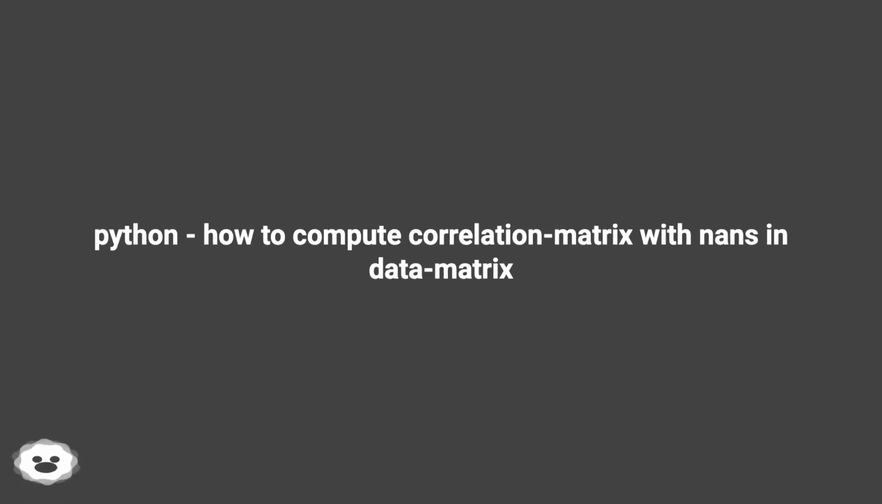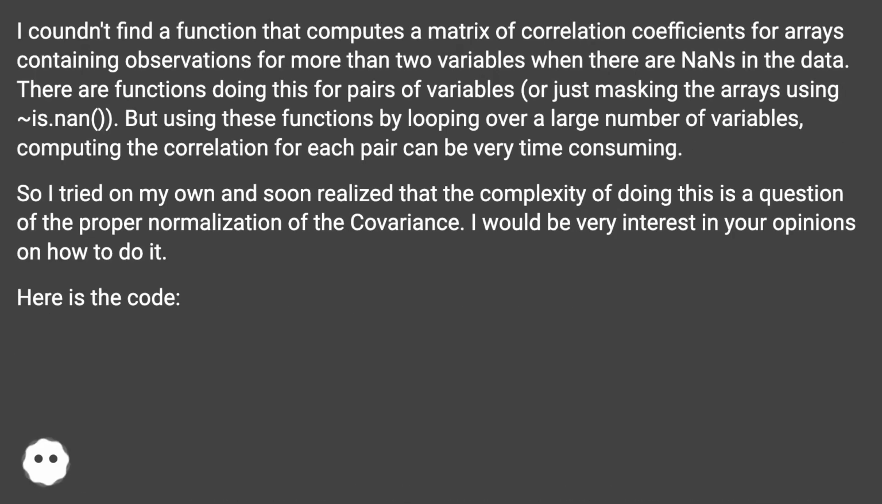Python, how to compute a correlation matrix with NaNs in the data matrix. I can't find a function that computes a matrix of correlation coefficients for arrays containing observations for more than two variables when there are NaNs in the data. There are functions doing this for pairs of variables, or just masking the arrays using ~isnan.